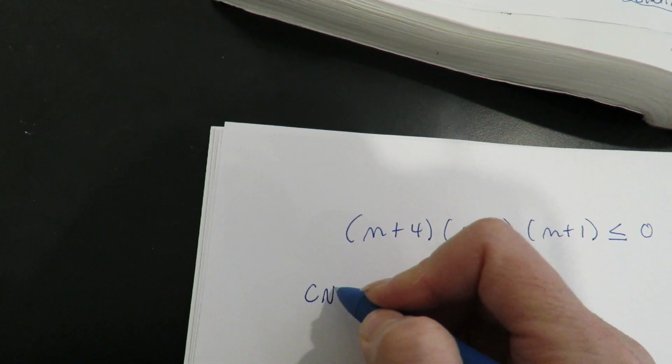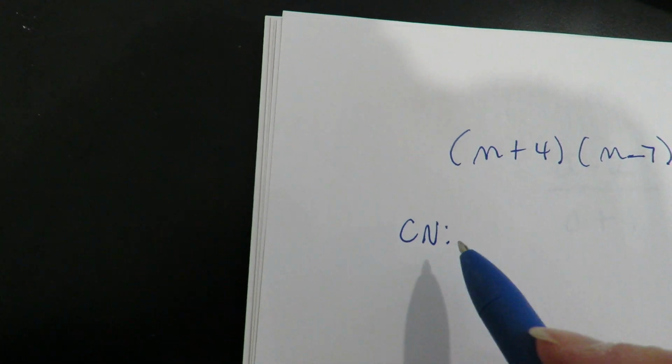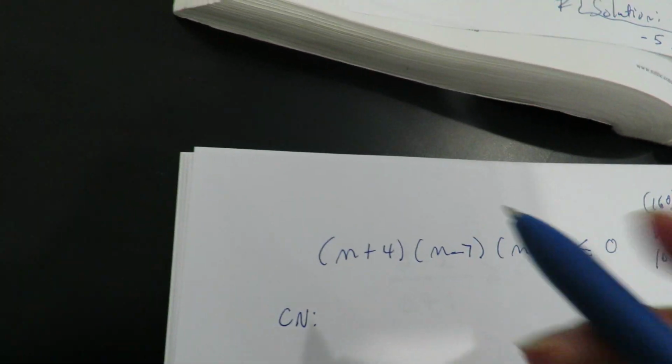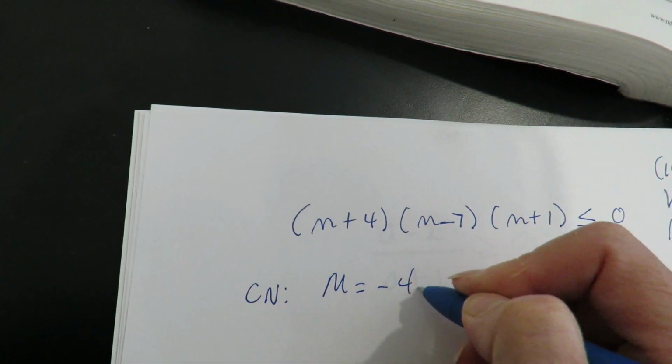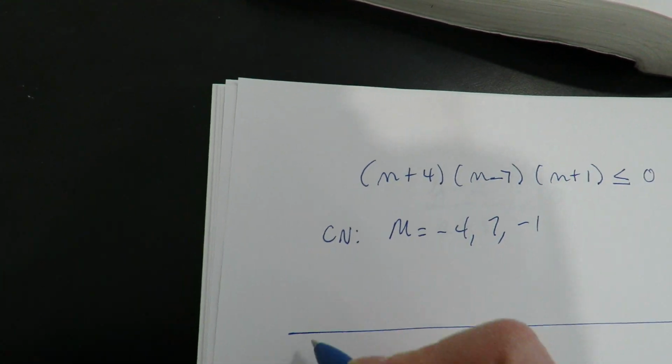You can go right to the critical numbers where you pretend. Sometimes I write CN instead of the word. I don't always realize when I do that. You're going to pretend that this equals 0. So I'm going to get that m equals -4, 7, and -1. So I'm going to put that up on the number line.